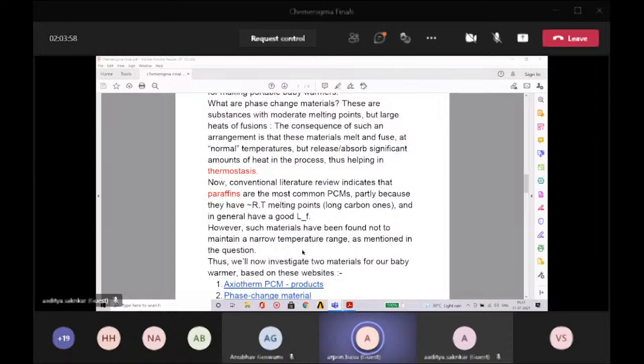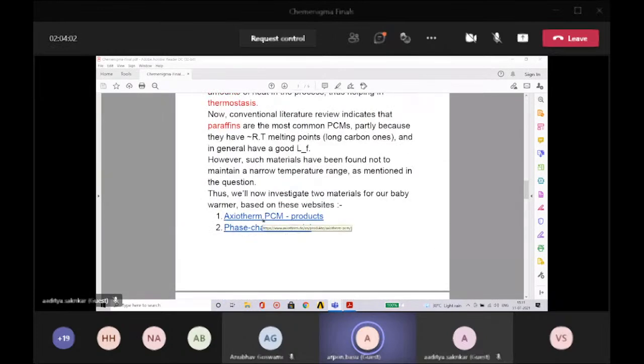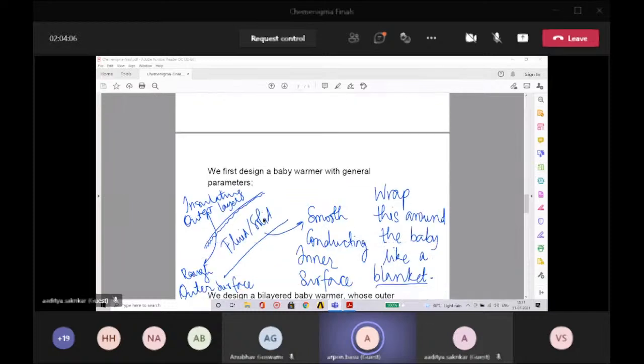Can you go to the next page, please? Can you scroll down a little bit further?